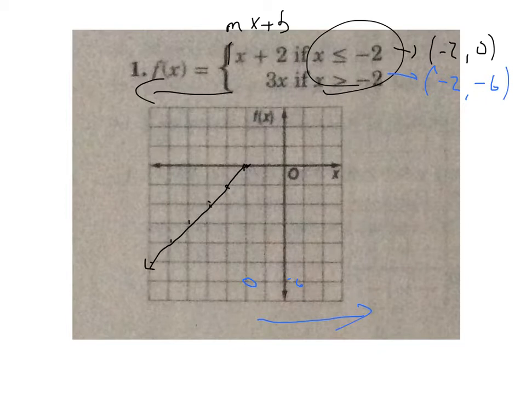Now to look at things that are going on to the right of the blue open point, we're going to use the 3x rule. So we'll go up 3 over 1, up 3 over 1, up 3 over 1, and then we can connect those dots.